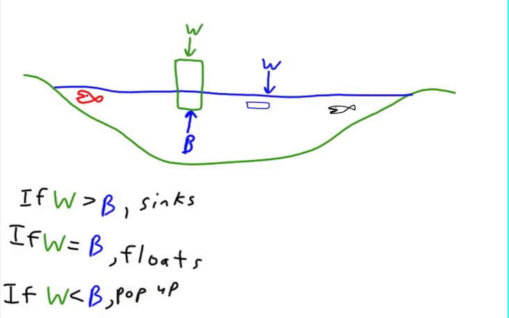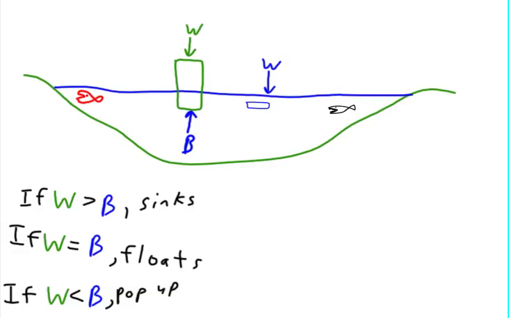Now, here's where it gets confusing. At the moment the buoyant force equals the weight, what happens? You would think that the object floats, that it stabilizes its position in the fluid, or that it'll pop up. That's incorrect. Here's what happens: once the buoyant force equals the weight of the object, what happens to the net force? It's 0. Very good.